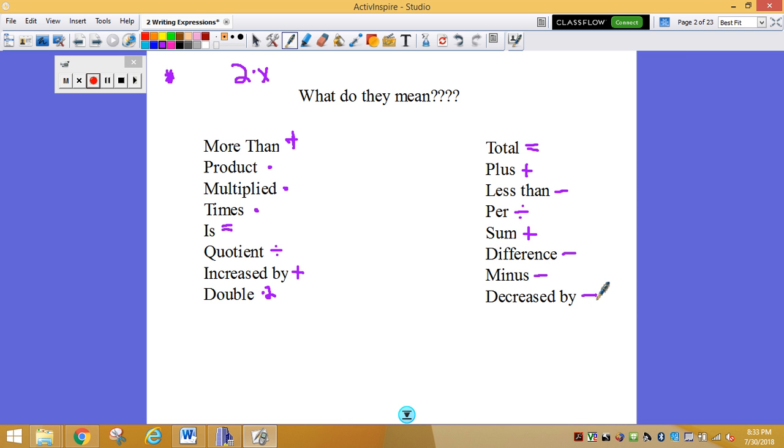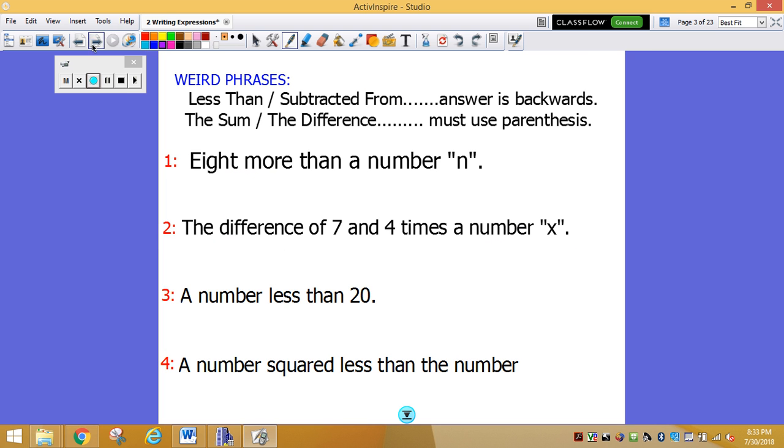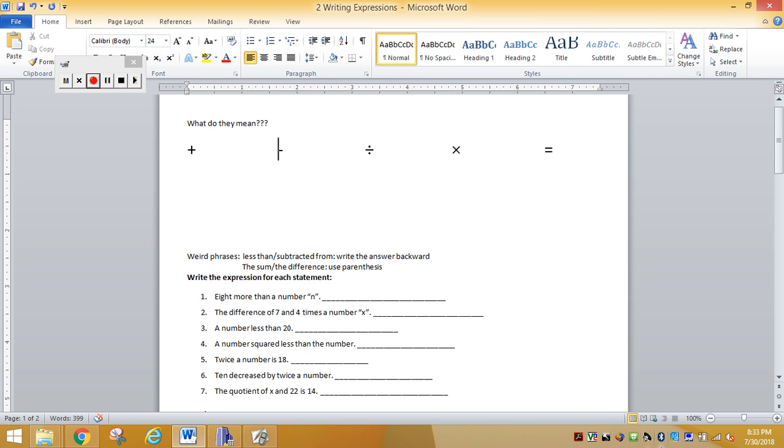So, check your answers. Make sure you fixed any that you got wrong. And then we're going to put all of this into use. So, let's start with these weird phrases. I actually wrote them on the worksheet so that you wouldn't have to take time writing them. They're right here. Less than and subtracted from. Those two mean that you're going to write the answer backwards. And we're going to have examples so it'll make sense. And I'll point it out when we get to one like that. Or if you see the sum or the difference, you're going to use parentheses. All right? So let's go through some of these.